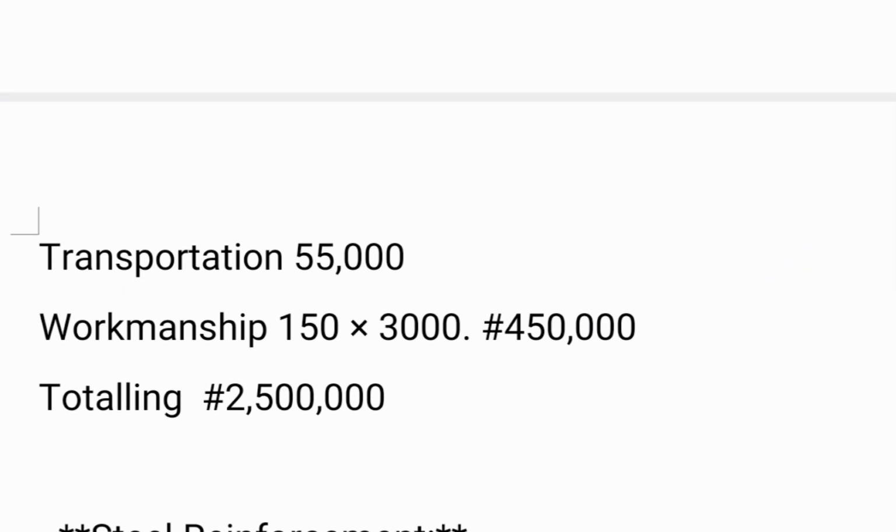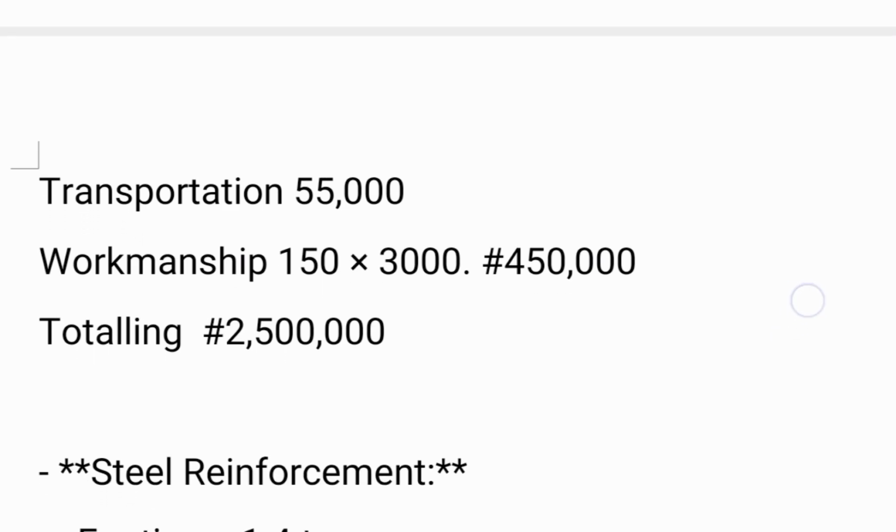Transportation for blocks. Yeah. Some block sellers will charge you together with the block. Some will charge you on its own. Some will charge you even for offloading. So it depends on your area as well. But here we calculated 55 thousand. Workmanship, 150 per block.